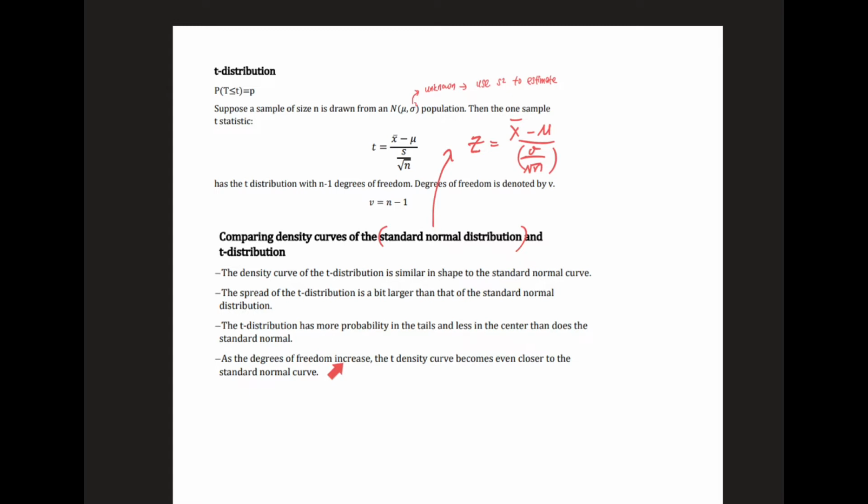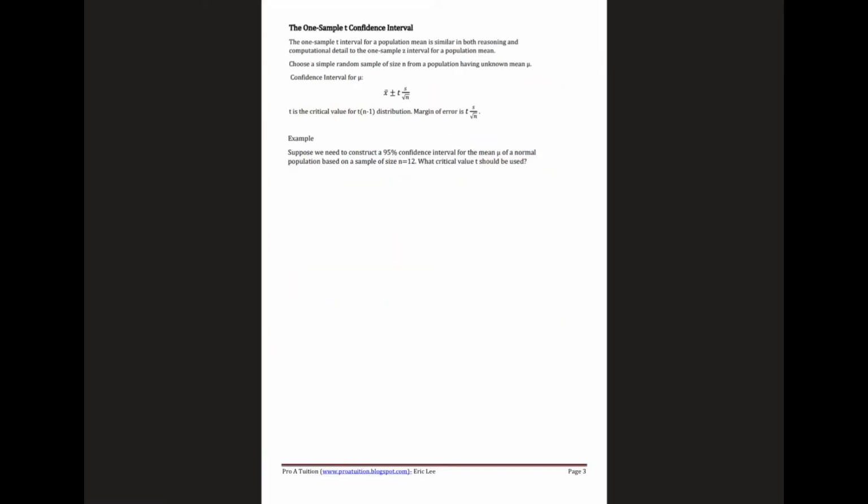As the degrees of freedom increase, the t distribution curve becomes even closer to the standard normal curve. So if this is big enough, then their curves look the same. Okay, now let's see the next one.